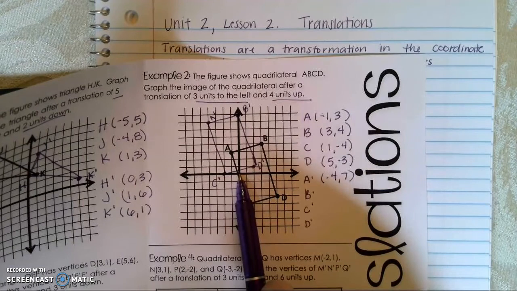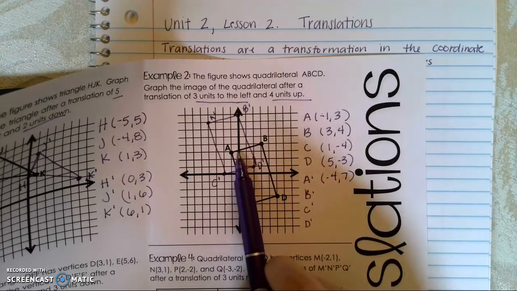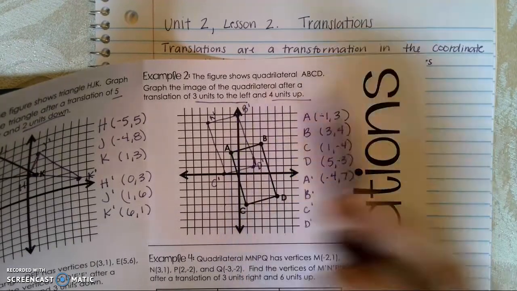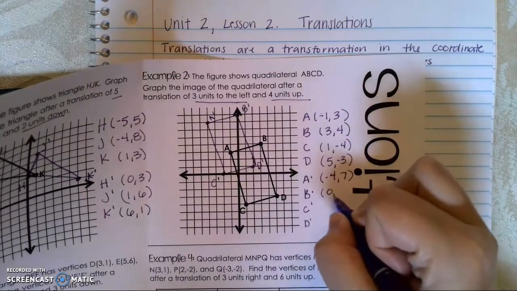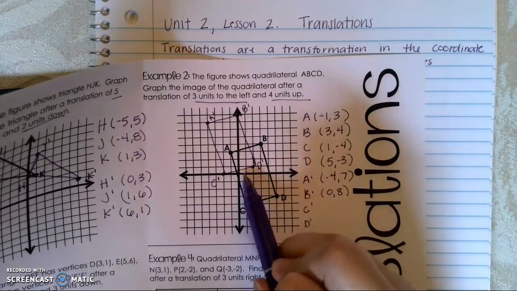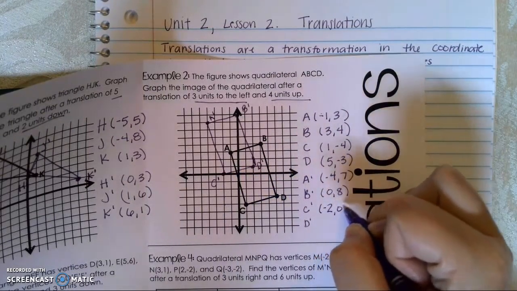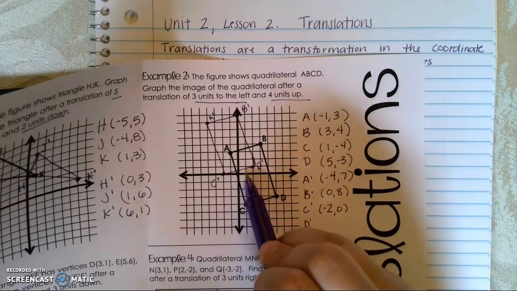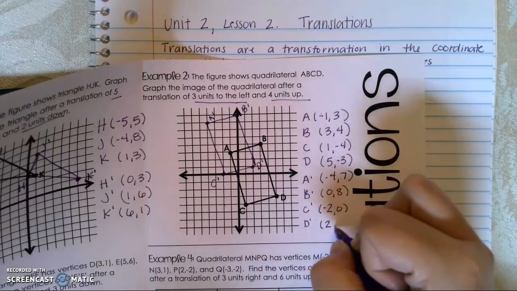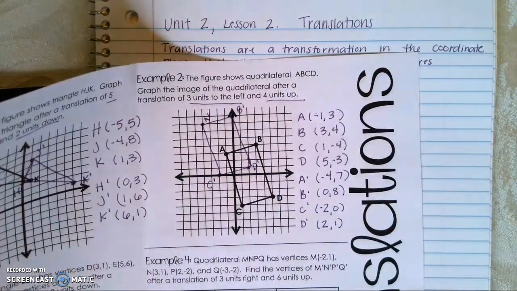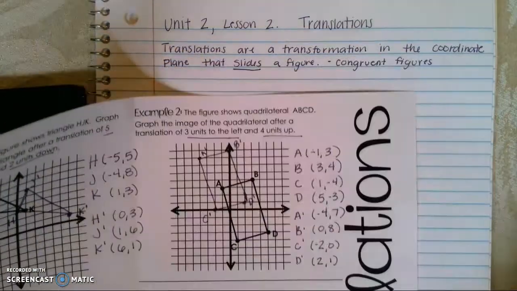B prime is at 0, 1, 2, 3, 4, 5, 8 is at 0, 8. C prime is at negative 2, 0. And D prime is at 2, 1. Okay? That is all of our shapes using graphs.